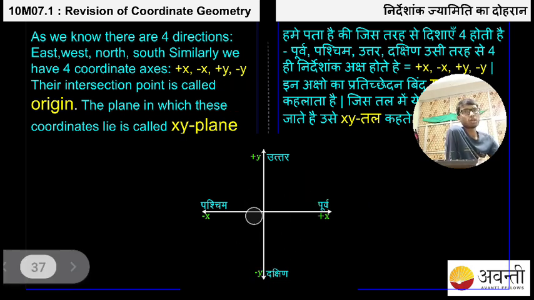This is coordinate geometry. Not this, this is coordinate geometry. This is the xy plane. A coordinate would be what? x comma y.